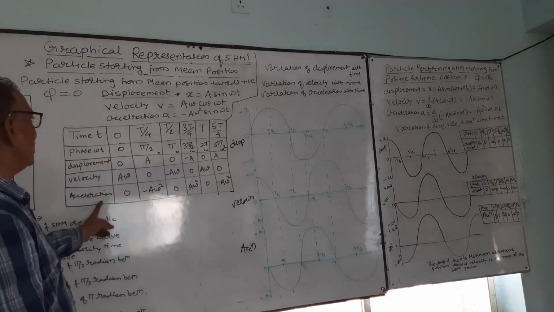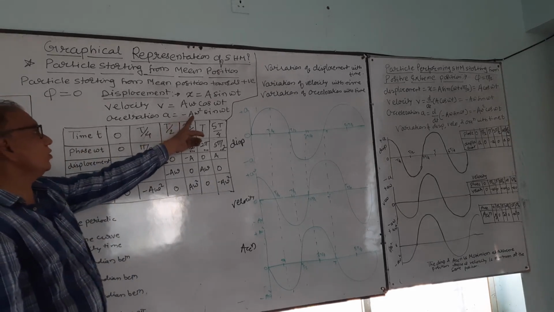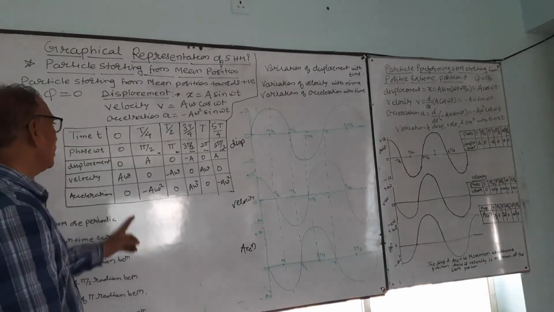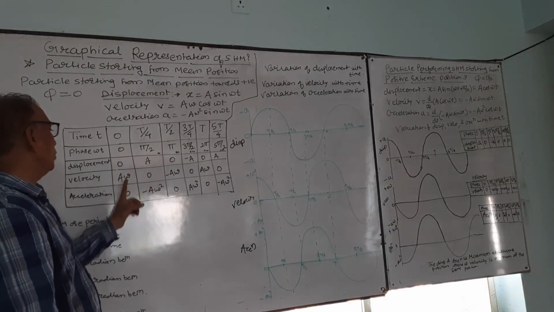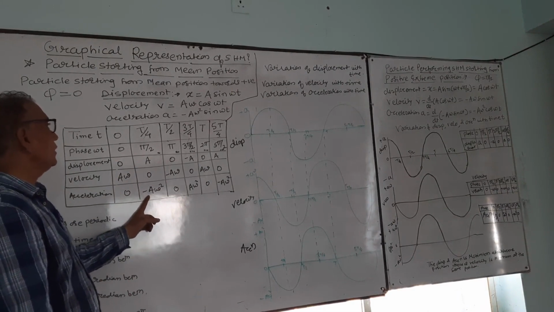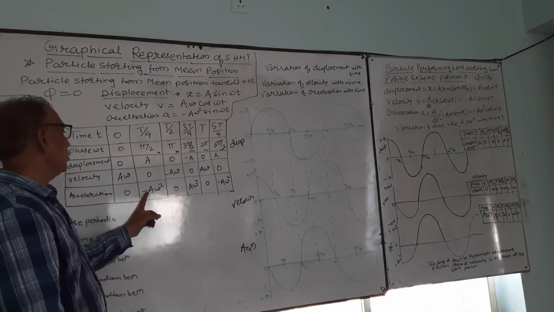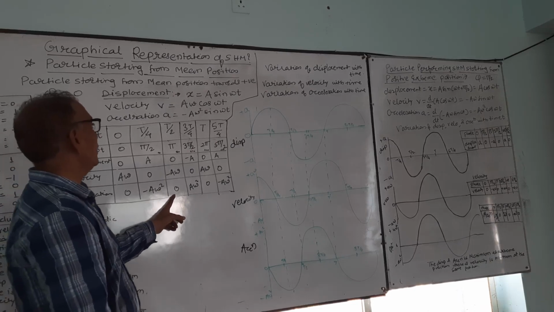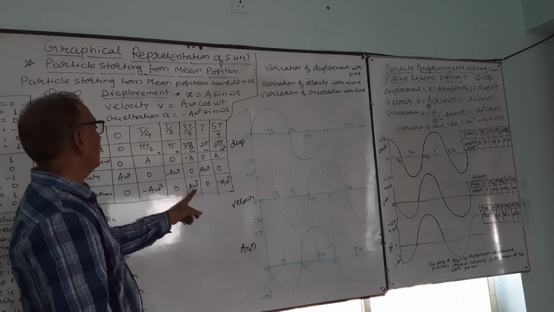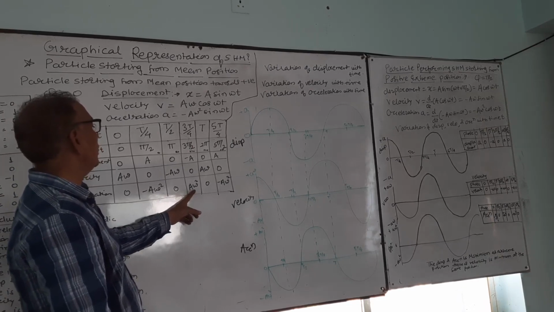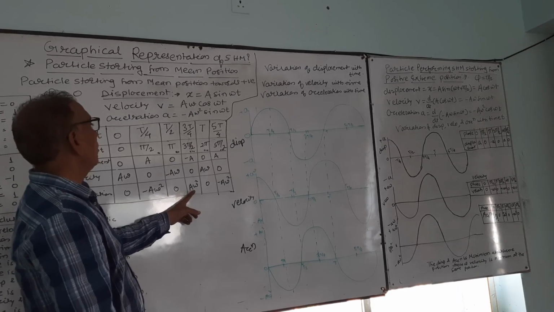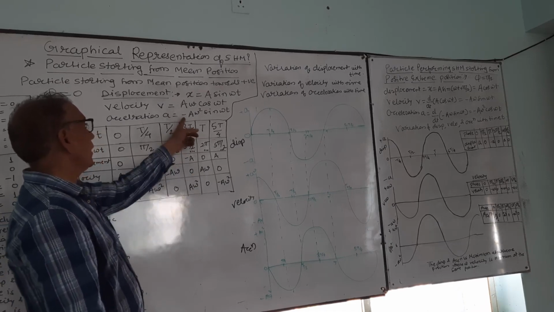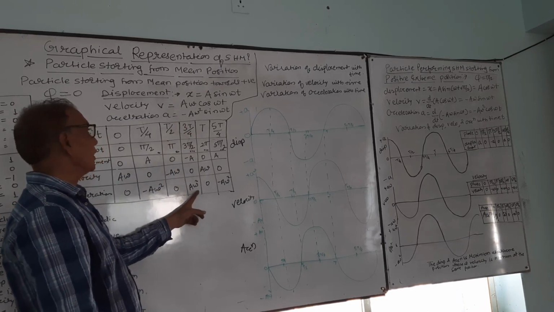And finally, acceleration. Its equation is a is equal to minus a omega square sin of omega t. Again, you have to substitute the values. Sin of 0 is 0. Sin of 90 is 1, and 1 into minus is minus a omega square. Next, sin of pi is 0. Then a is equal to minus a omega square sin of 3 pi by 2. Its value is minus 1, and this minus gets plus a omega square.